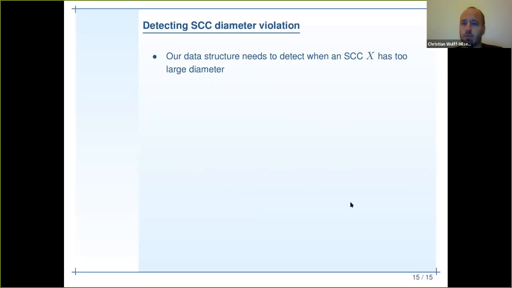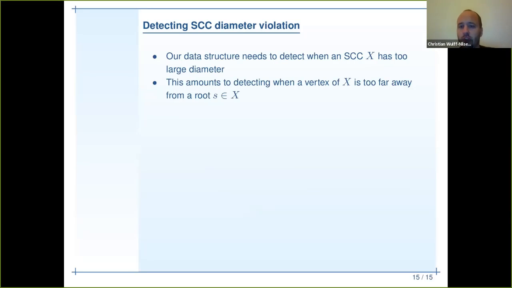And just to my final slide here. So we also need a way to detect when an SSE has too large diameter. When do we need to partition this SSE? And this amounts to detecting when a vertex of this SSE is too far away from our root of the SSE. And this is basically the problem we're trying to solve for the whole graph, because we're maintaining shortest path distances. So we're already solving essentially this problem.